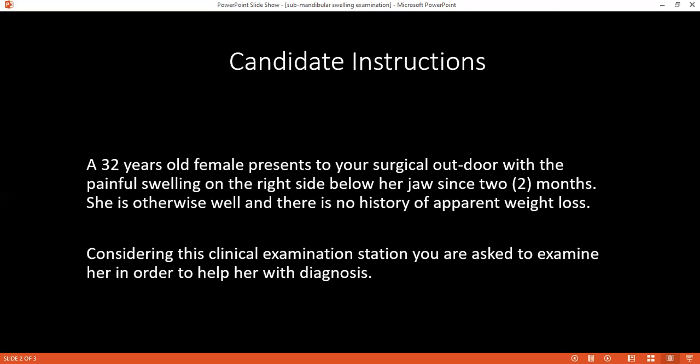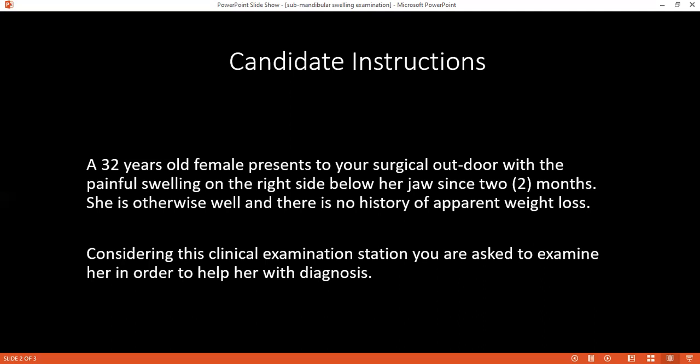I'll clean my hands again. This completes my examination. I'll come back to you later after consulting my seniors, and we'll get back with the results. So today I examined this 32-year-old female who presented with swelling in the right jaw.